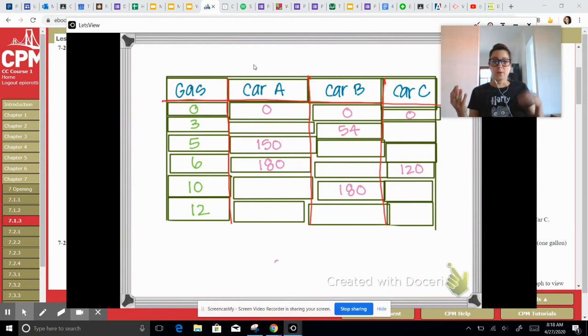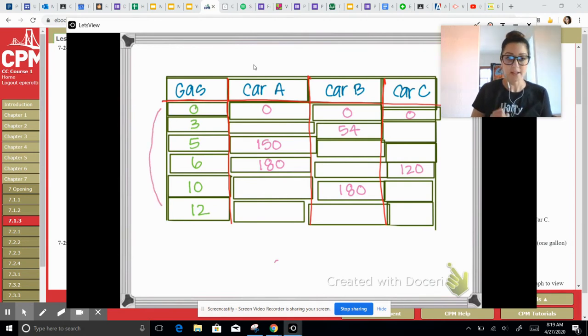So what we're going to do is first we have to complete this table, but in order to do so, we need to find the unit rate for each car. And that's going to tell me how many miles each car gets for 1 gallon of gas. And do you notice that that's not an option over here in my gallons? So we have to calculate that ourselves.